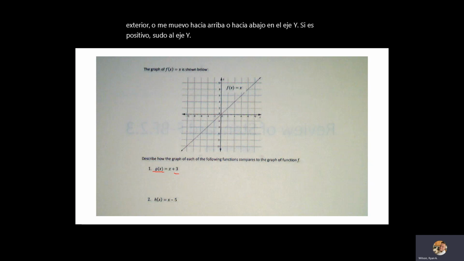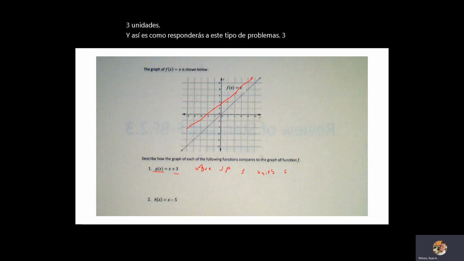So what they say is describe how each of the following functions compares to the graph of the function. So g of x would just be a function that was moved up 3 units on the y-axis because of that plus 3. So that's what we're going to say. Move up 3 units on y-axis. And this is how you will respond to these type of problems. Don't make fun of my writing, please. It's silly, but effective. All right.